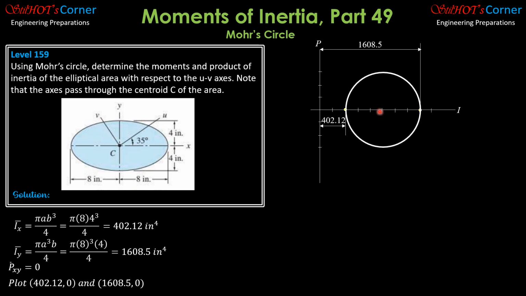The location of the center is simply the average of these coordinates: 402.12 plus 1608.5, all over 2. This is the centroidal x-axis, the first point plotted, and this is the centroidal y-axis. They are 180 degrees apart on the circle. So the center of the circle is the average of 402.12 and 1608.5, which is 1005.31. Therefore, the radius is 1005.31 minus 402.12.